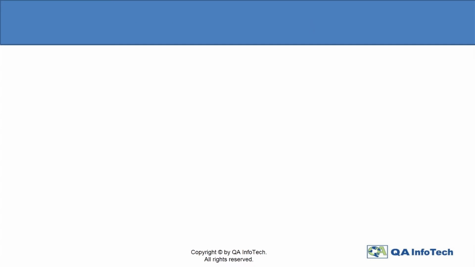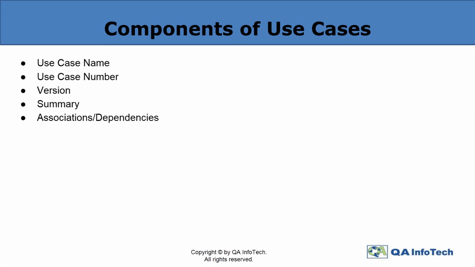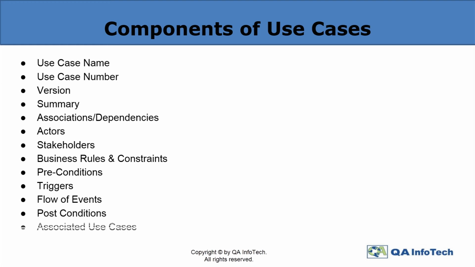The key components of use cases essentially include the use case name, number, version, summary of the scenario, any association or dependencies, the actors and stakeholders involved, the major business rules and limitations, if any, the prerequisites needed, the starting or trigger point, flow of events, the consequences or the post conditions, and any associated use case if relevant.